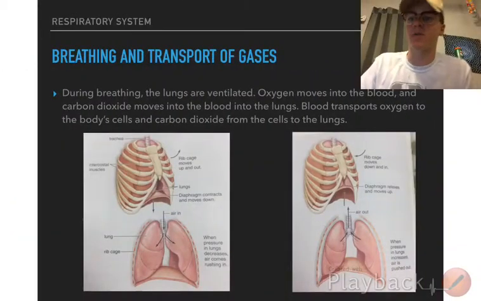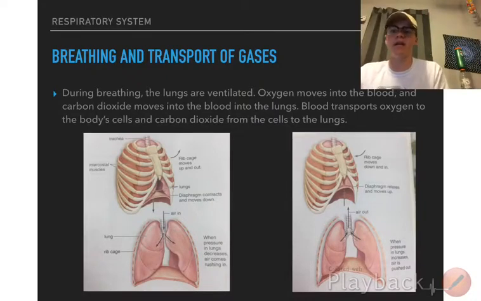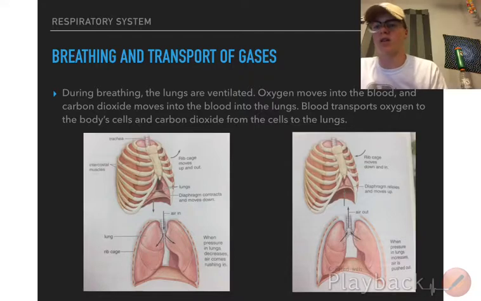All right, breathing and transport of gases. During breathing, the lungs are ventilated. Oxygen moves into the blood, and carbon dioxide moves out of the blood into the lungs. Blood transports oxygen to the body cells and carbon dioxide from the cells to the lungs.